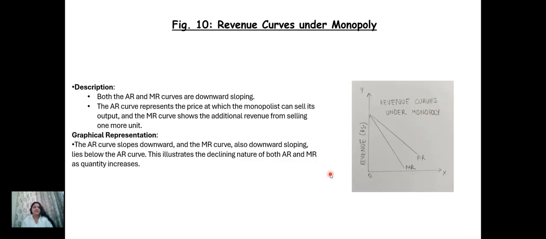This curve shows revenue curves under monopoly. You can see MR is decreasing faster than the average revenue. Graphical representation: the AR curve slopes downwards and the MR curve is also downward sloping and lies below the AR curve. This illustrates the relationship between average revenue and marginal revenue as quantity increases.